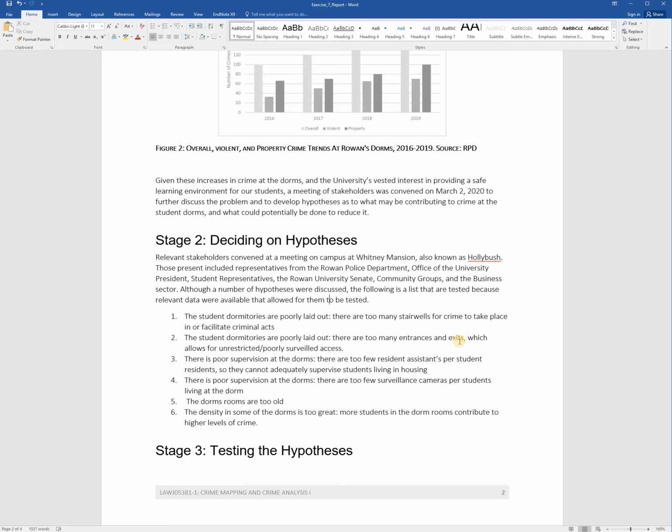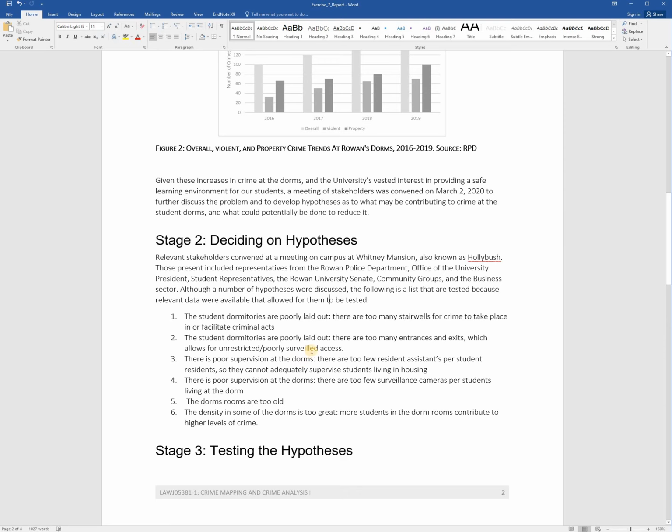This is testable, so it's something that we're going to look at, even though we don't have a lot of information here. And then finally, our sixth hypothesis is that the density in some of the dorm rooms is too great. More students in the dorm rooms contribute to higher levels of crime at those dorm rooms. So these are the hypotheses that this working group came up with.